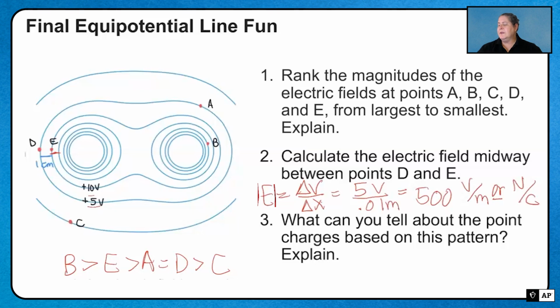And then the final piece, number 3, is what can you tell about the point charges based on this pattern? Well, it sure looks to me like these are both positive charges, because of the potentials. If this is a line of +5, it goes all the way around here. So I've got positive potentials here and I've got positive potentials here. So it should be fairly obvious that the two charges have to be positive.